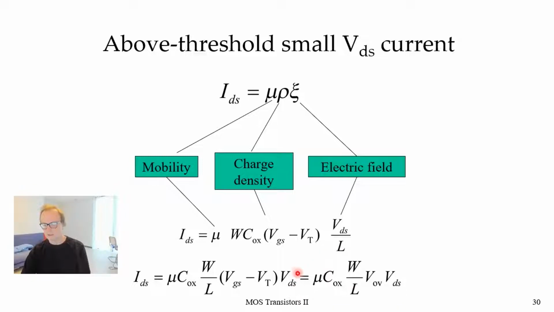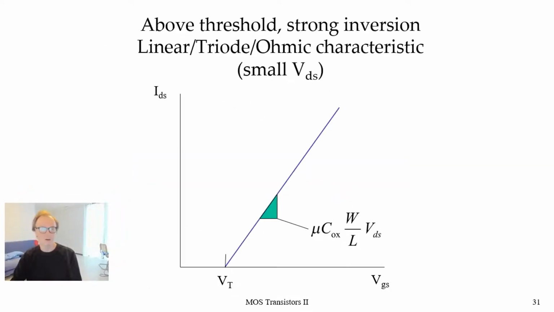So another way to write it is maybe easier to remember. It's mu Cox W over L times the overdrive, that's this term here, times the drain source voltage. And this is the situation when you have a small drain source voltage. What about big drain source voltage? Well, first let's look at what that is. The above threshold, strong inversion, linear or triode or ohmic characteristics. This is all referring to small VDS.